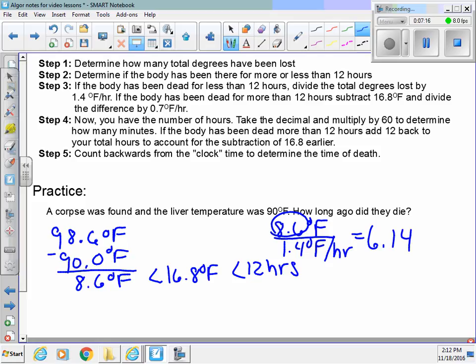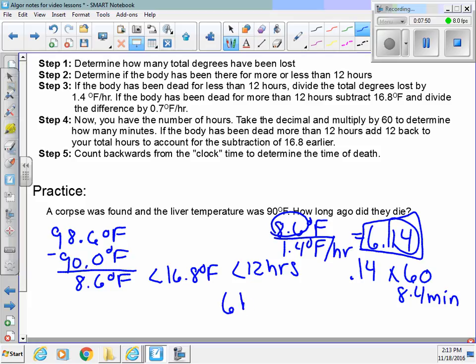let's go backwards. This 8.6 was the total degrees lost. This number that we just came up with is 6 hours, and this remainder, this 0.14, is what's left. It's a portion of an hour. So to figure that out, we're going to take 0.14 times 60, and you should come up with 8.4 minutes. We're going to round to the nearest whole minute. Our total time of death would be 6 hours and 8 minutes.